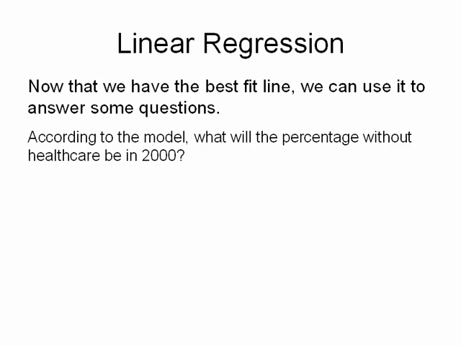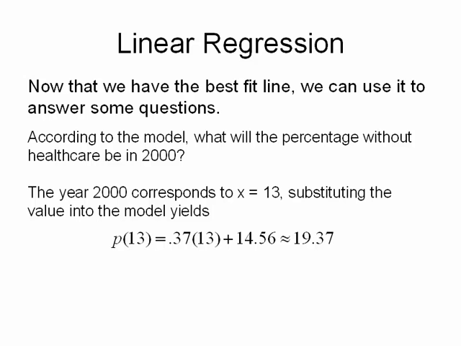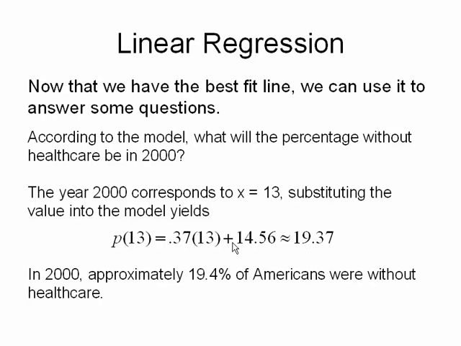Now that we have that line, we can use it to answer some questions. According to the model, what will be the percentage without health care in 2000? The year 2000 corresponds to x equals 13. Substituting that value into our model, we get p of 13 equals 0.37 times 13 plus 14.56, which is approximately 19.37. So in 2000, approximately 19.4% of Americans were without health care.